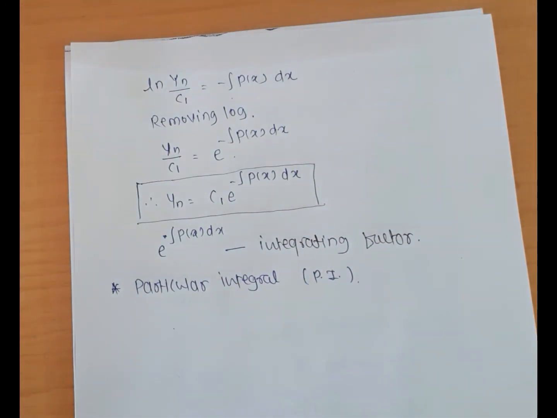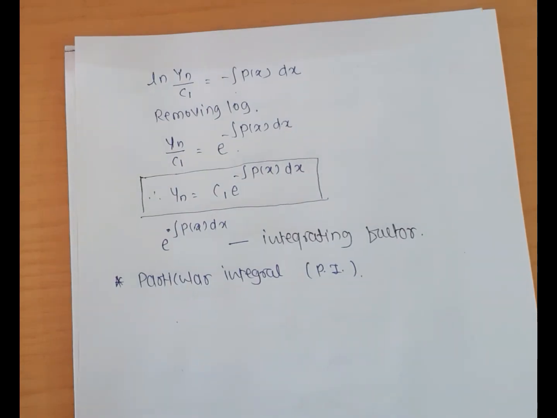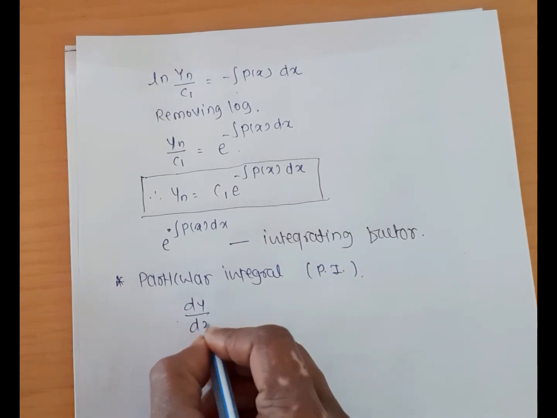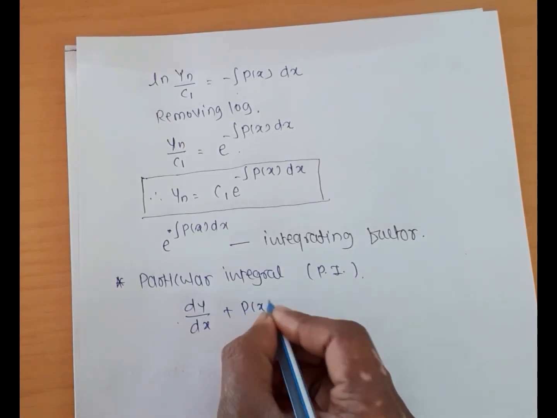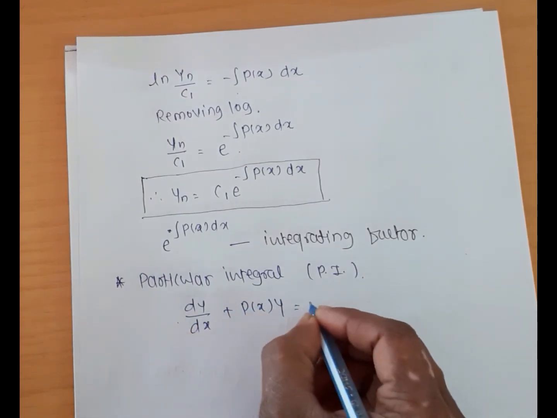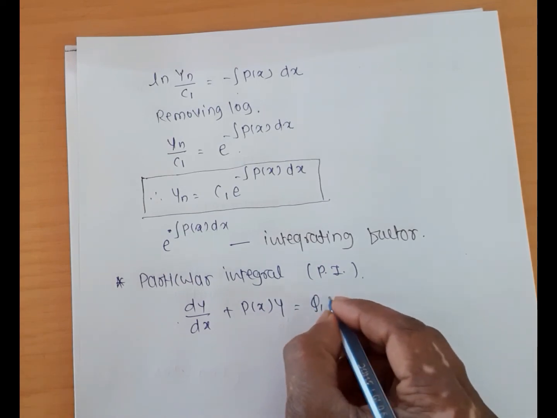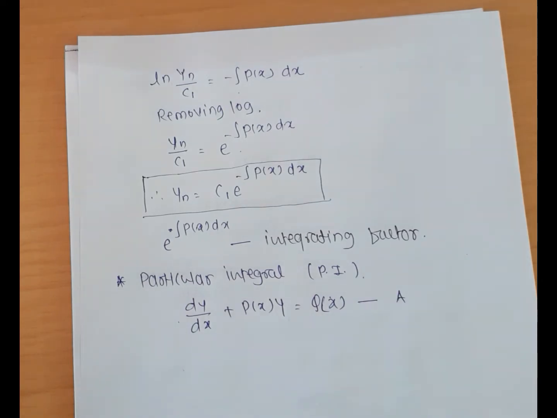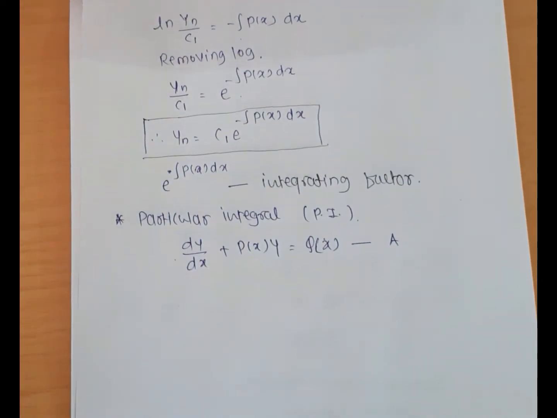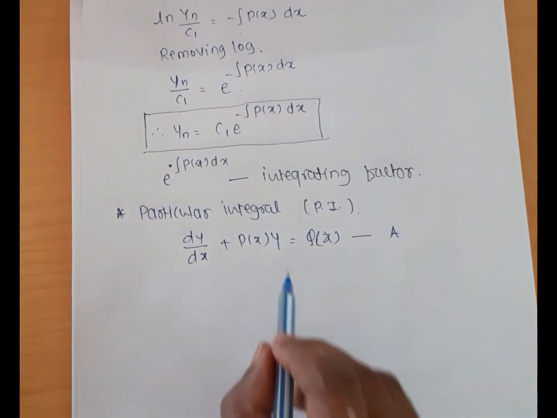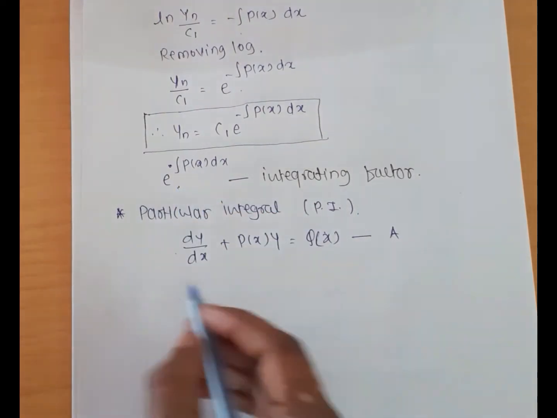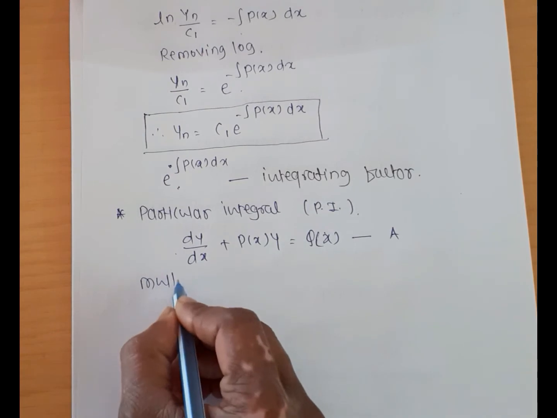So now the general first order differential equation is what? dy by dx plus p of x times y is equal to q of x. Okay, so this is our equation. We call it equation A. Then we multiply the whole equation by this integrating factor.